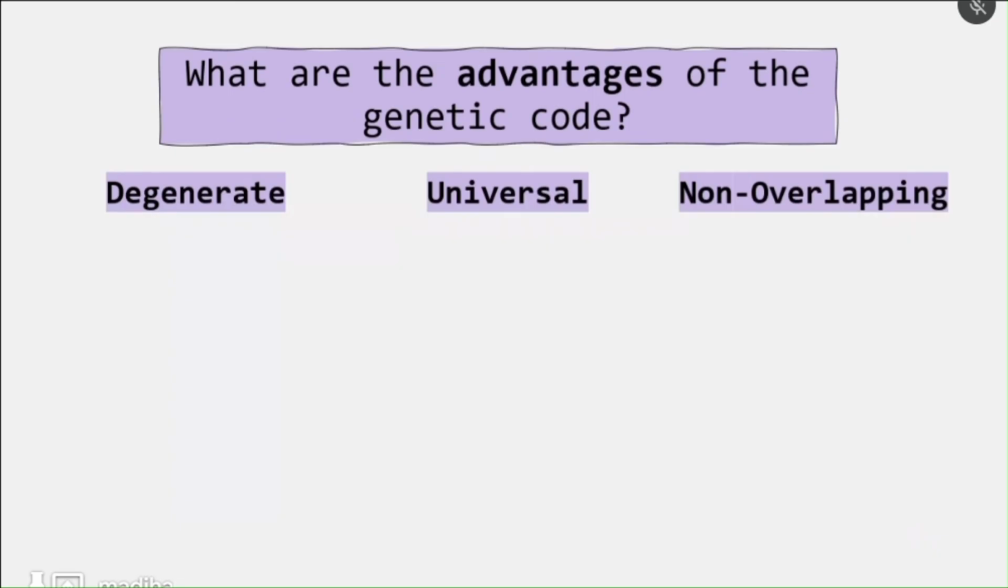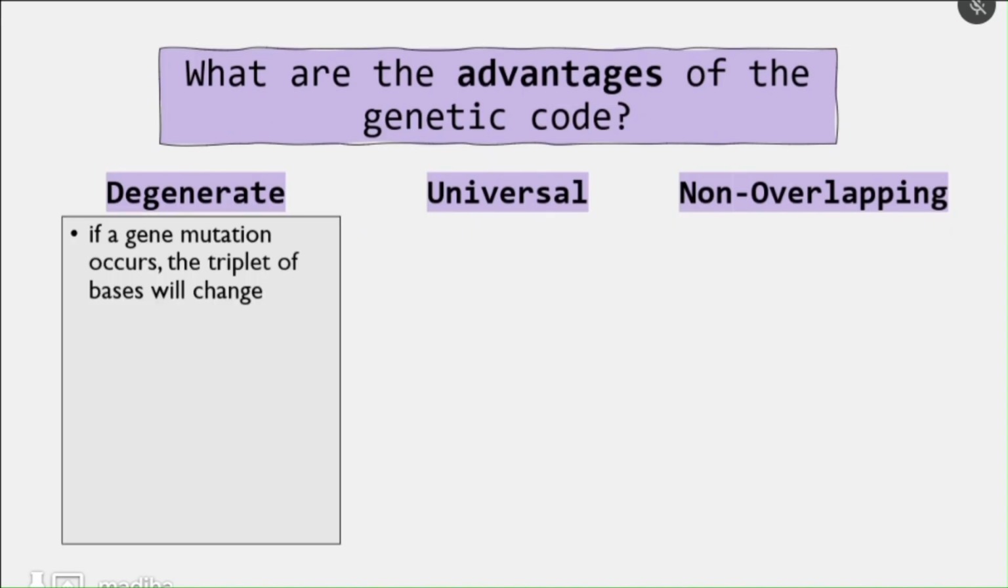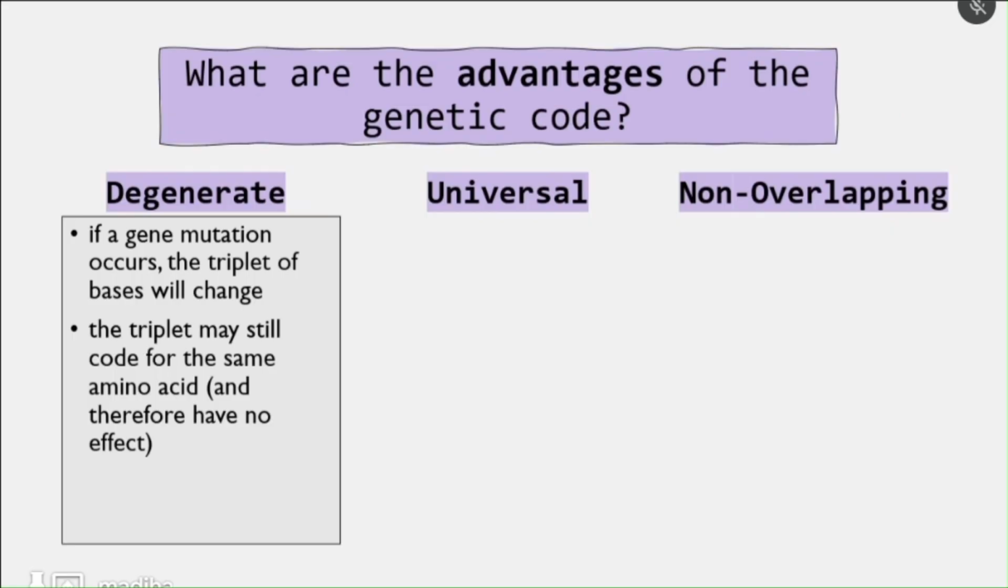So what are the advantages of the genetic code? So the fact that it's degenerate. Degenerate meaning that more than one triplet of bases can code for one amino acid. So if a gene mutation occurs, the triplet of bases will change, but the triplet may still code for the same amino acid and therefore have no effect.